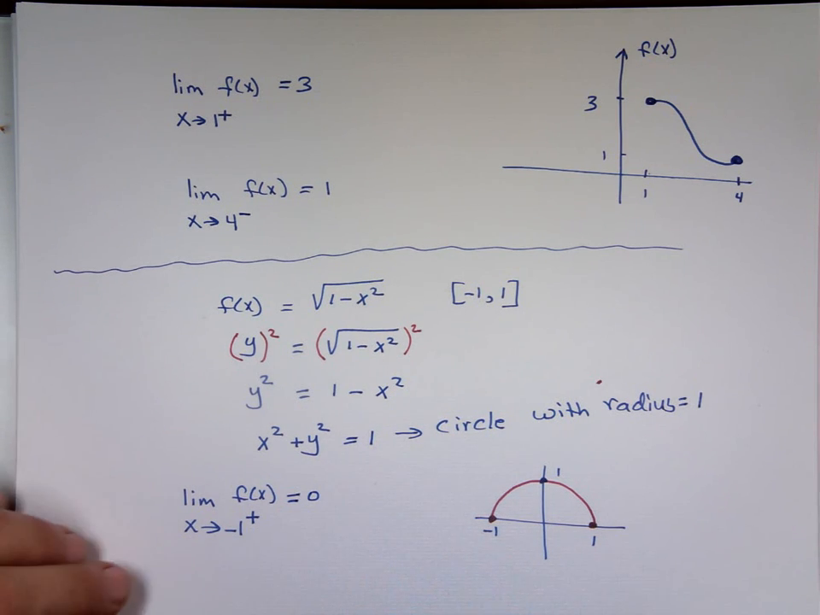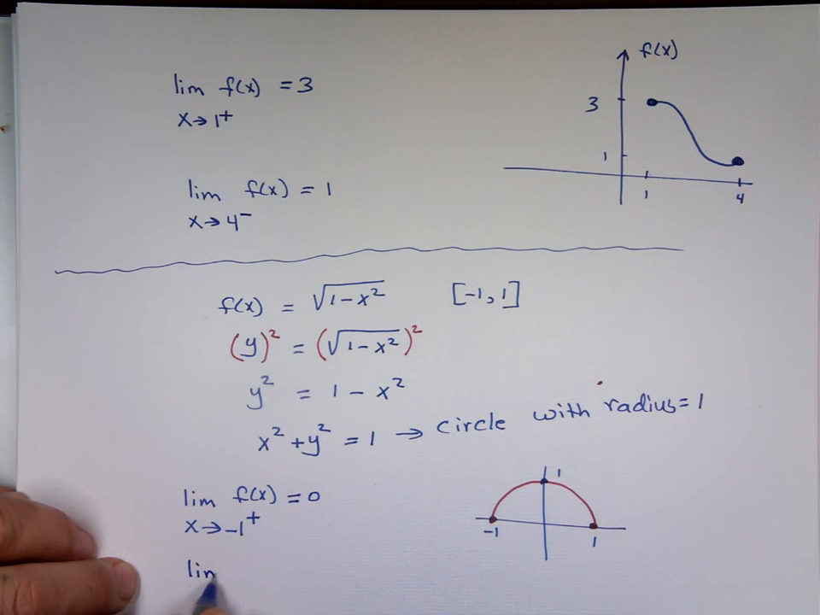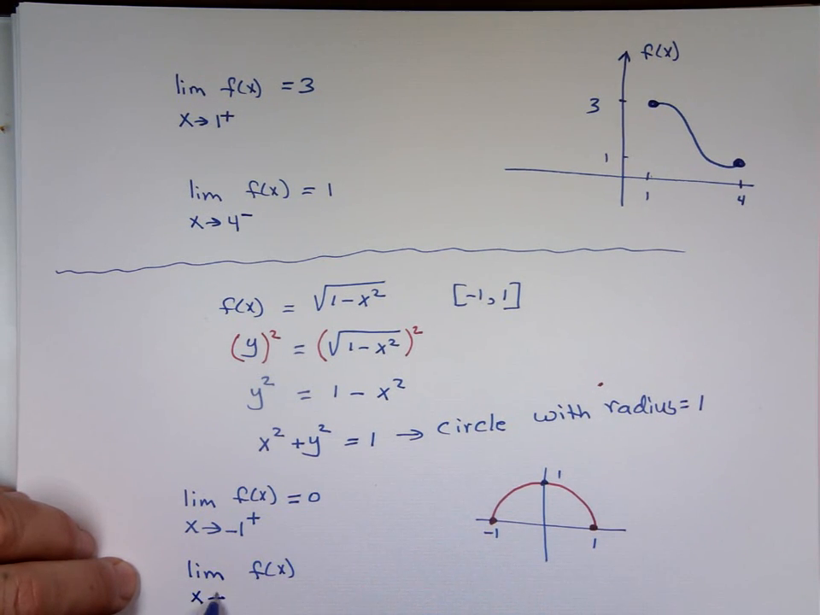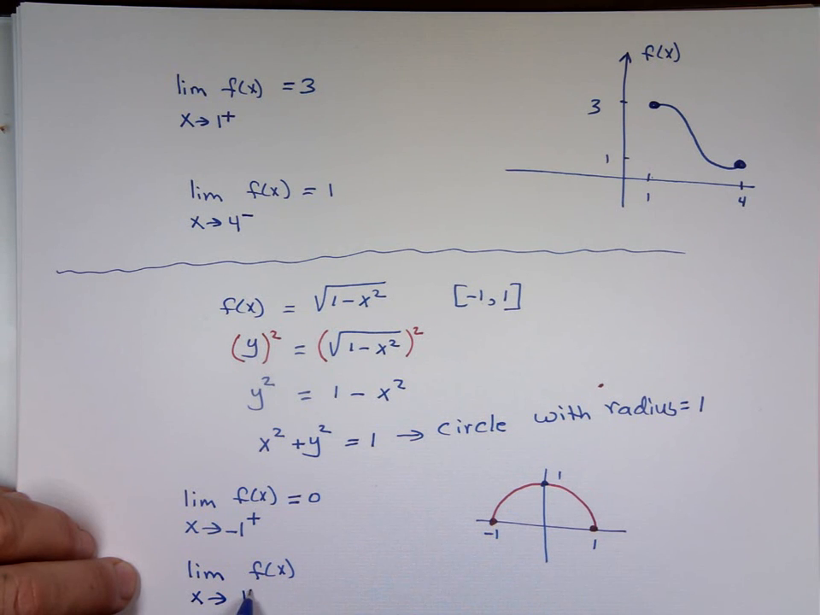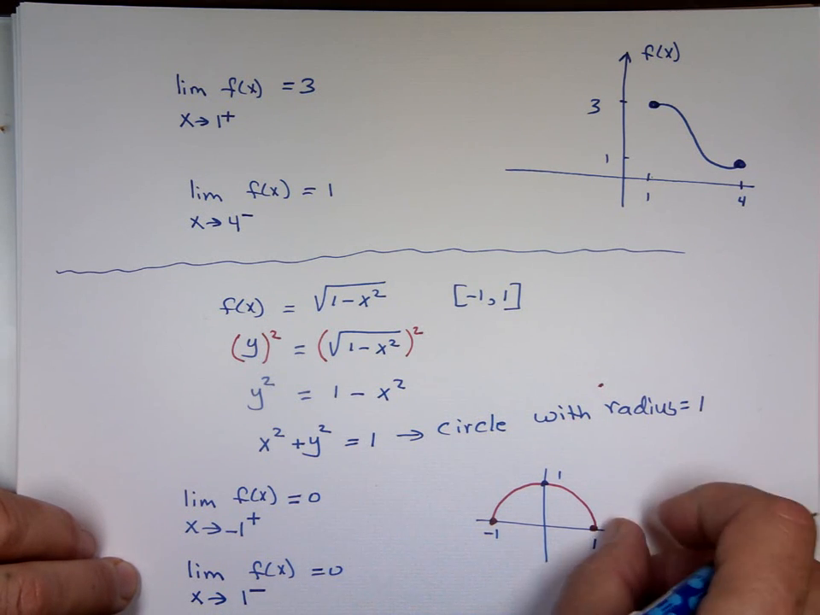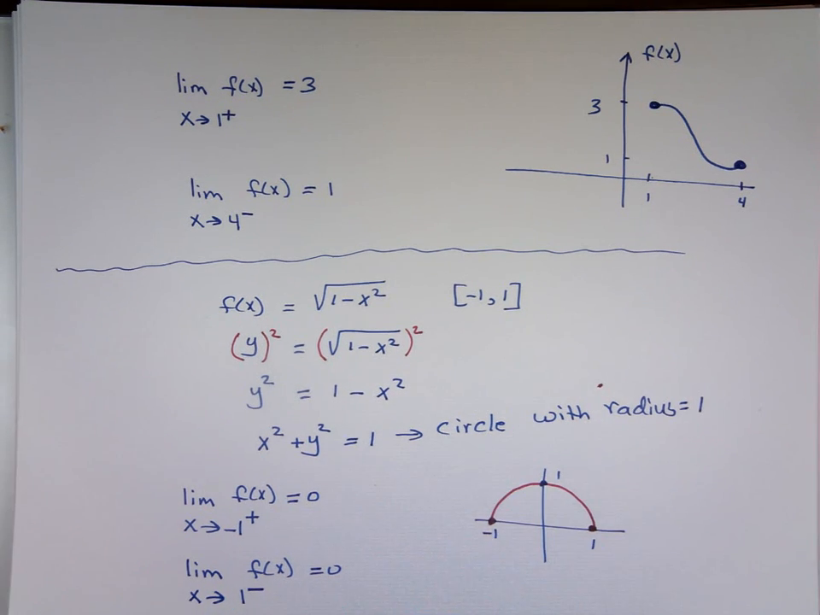And what's the limit of f of x as x approaches 1 from the left side? The 1 here, you're coming from this end, from the left side. That's also a 0. There is no limit from this end, there is no limit from that end. The function is not defined there.